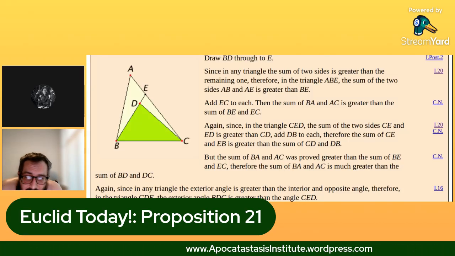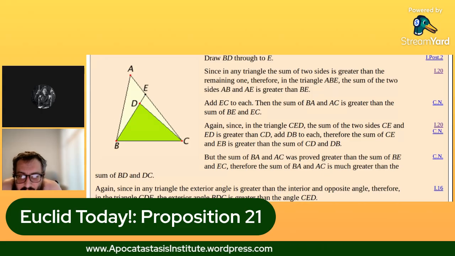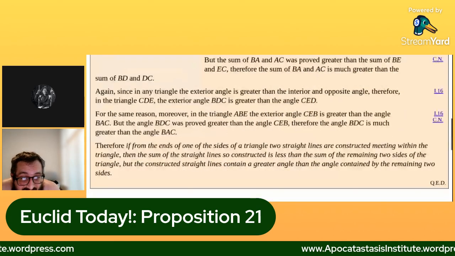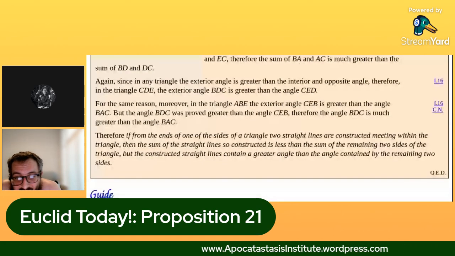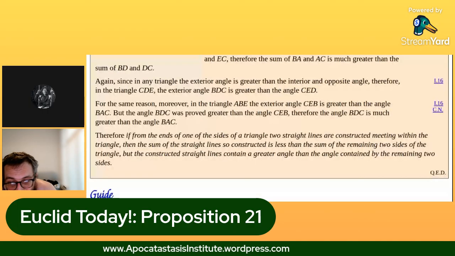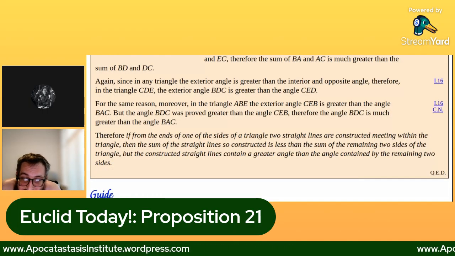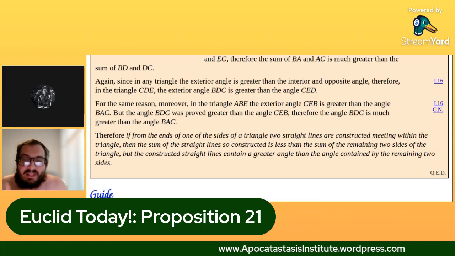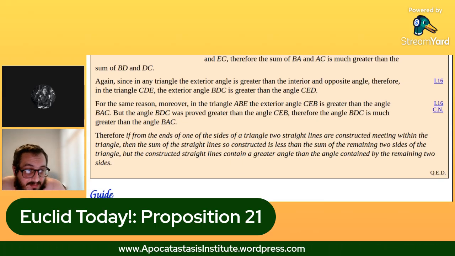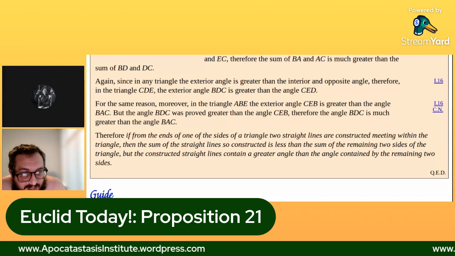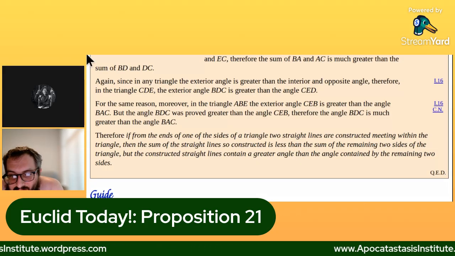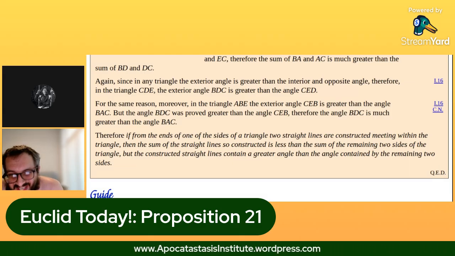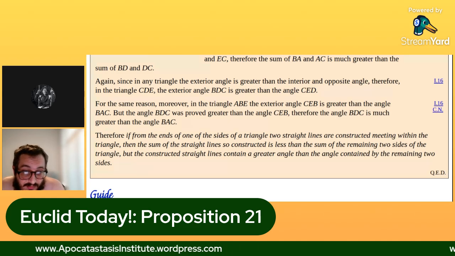Then we return to our previous proposition. Since in the triangle CED, the sum of the two sides CE and ED is greater than CD, we add DB to both. Therefore, the sum of CE and ED is greater than the sum of CD and DB. We're simply implementing the previous proposition multiple times. Feel free to have me repeat if there's any confusion. This might not seem very intuitive at first, but if you follow along with the proof, you'll see that each of these steps must necessarily be true.